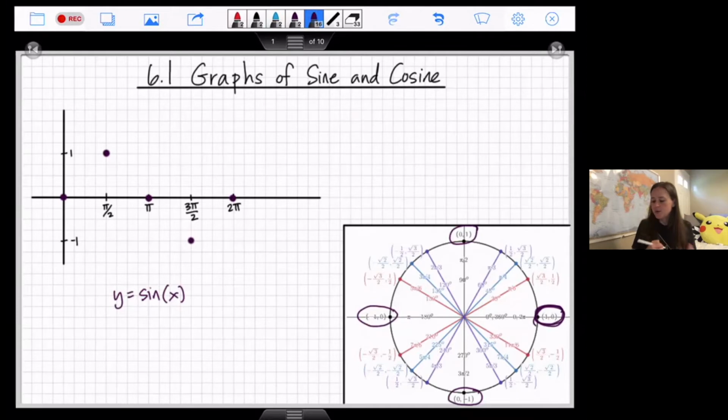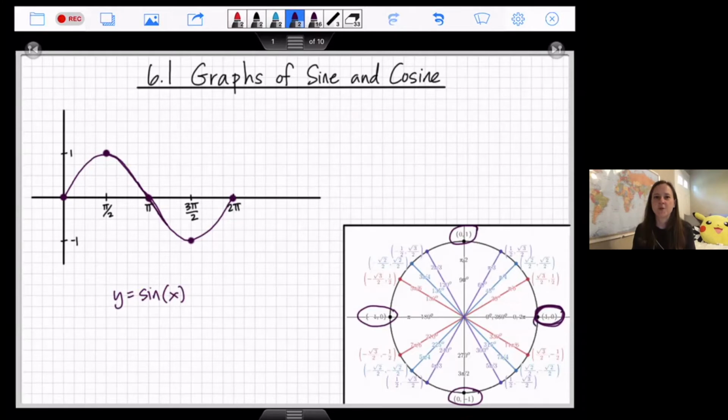So we know this looks like a wave, so I'm going to go ahead and fill that in. We don't want to connect the dots with straight lines. We know that the sine function is this nice wavy graph. That's our basic shape of the sine graph. It starts off at the origin, heads up, and then down and back, and then it starts repeating that pattern over again. So this is going to go on forever and ever in both directions.